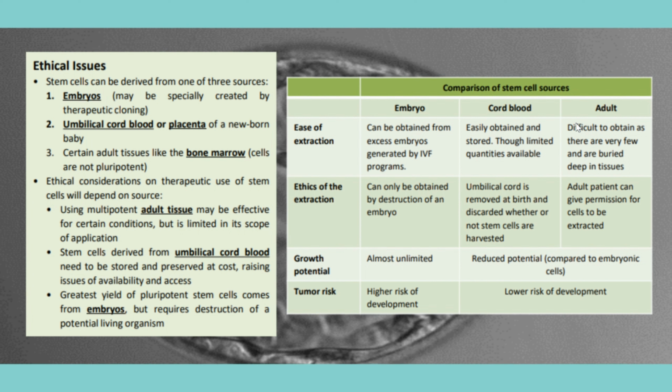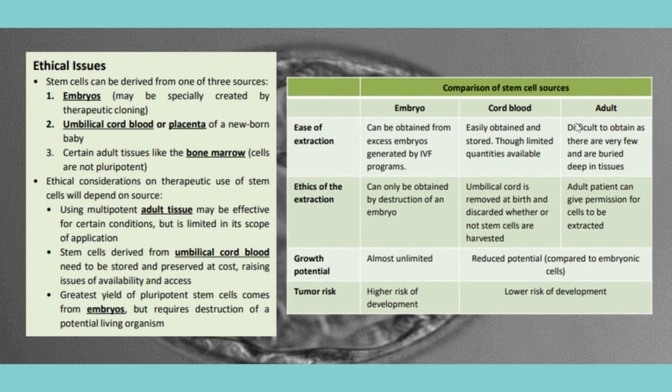So as seen on the right hand side of the screen, embryos can be easily obtained from excess embryos generated through IVF programs. Your cord blood can be easily obtained and stored, and your adult tissues like your bone marrow are difficult to obtain because they are buried deep within tissues, so it makes it very difficult to take it out. So your ease of extraction is not as much.